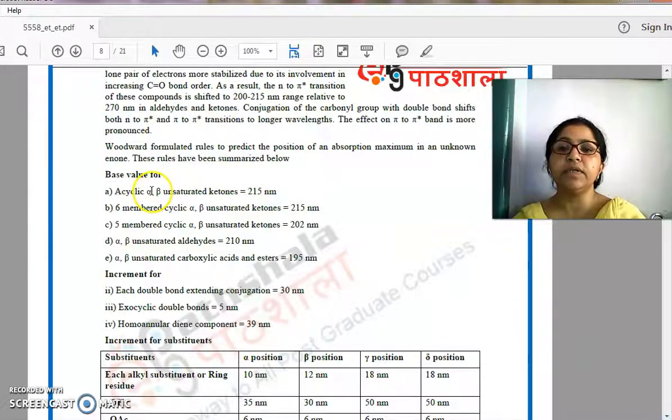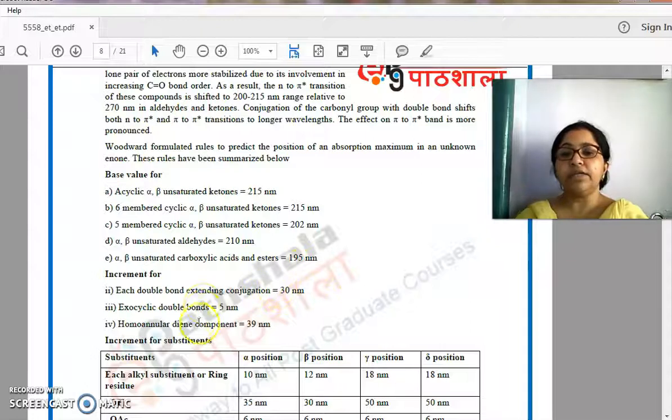Here we have to know what the rule is. The rule tells us the base value of acyclic alpha beta unsaturated carbonyls. Acyclic, not a ring. So acyclic alpha beta ketone is 215 nanometer. If it is a six-membered cyclic, it is 215, the same. Five-membered cyclic, it is 202. Alpha beta unsaturated aldehyde, it is 210. Alpha beta unsaturated carboxylic acids or esters, it is 195.